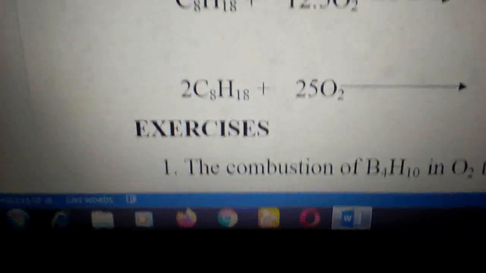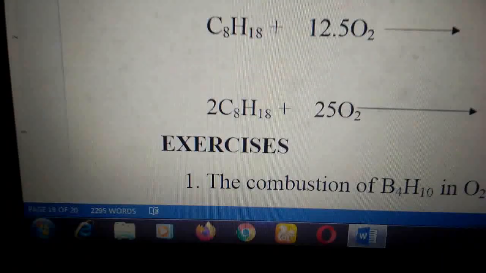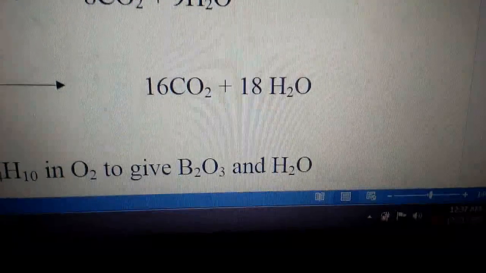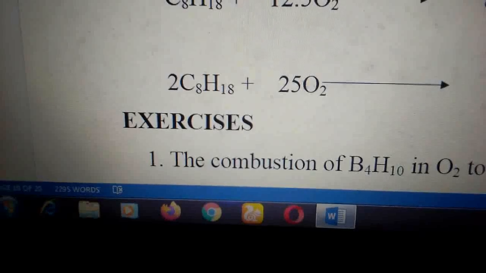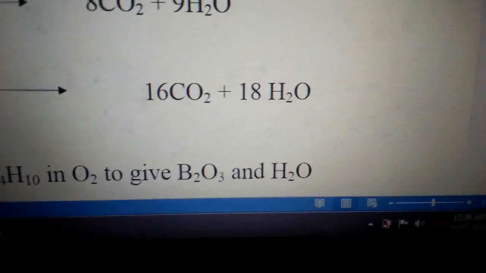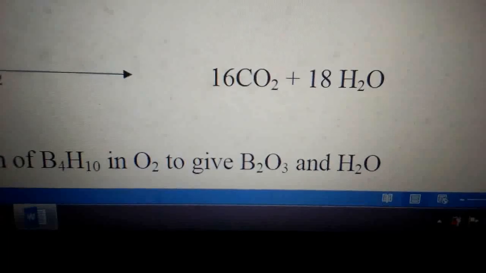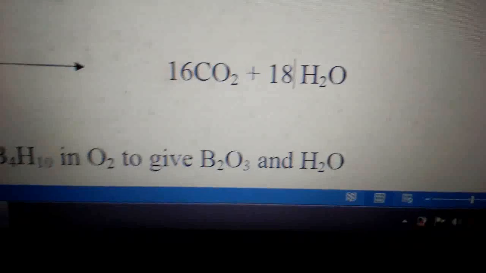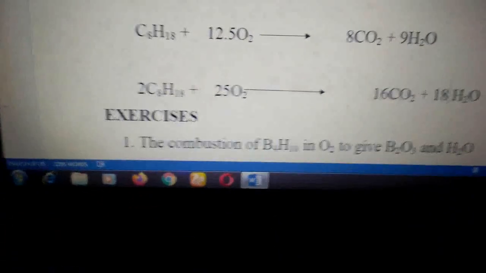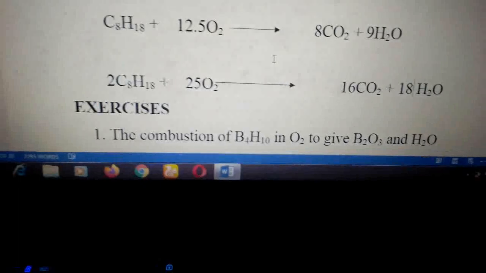So I should have a balanced equation now. So I'll cross check. Carbon is 8 times 2, 16 on the left hand side. This side, 16 times 1 on carbon dioxide is 16. Hydrogen is 2 times 18, that is 36. On this side, 18 times 2, that is also 36. Oxygen is 25 times 2, that is 50. On this side, 16 times 2 is 32. 18 times 1 in water is 18. So 32 plus 18, that will give us 50. So that's a balanced equation for the combustion of octane.